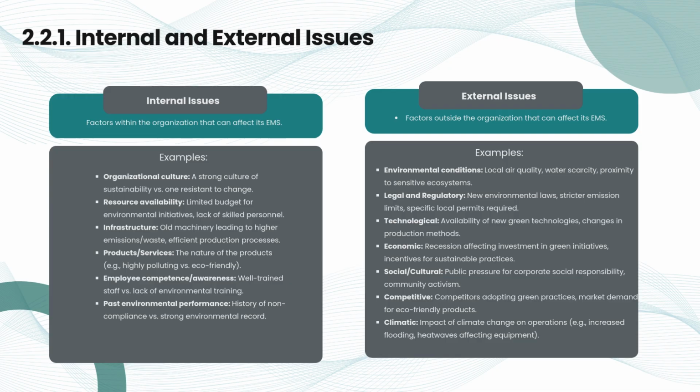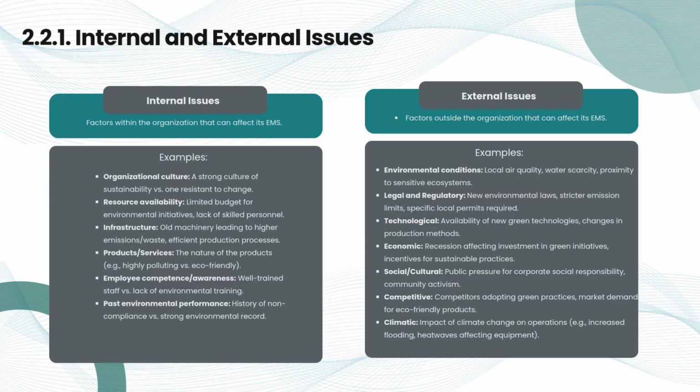Internal issues are those within the organization. Examples: company culture, availability of skilled staff, infrastructure, nature of products, training, past performance. These influence how well the EMS is planned and implemented. External issues are those outside the organization. Examples: climate conditions, legal requirements, economic conditions, technology, social pressure, competitors. These are factors the organization must monitor and respond to.